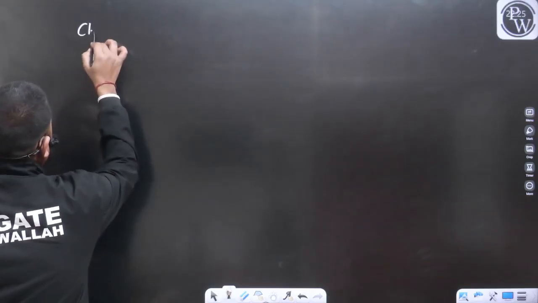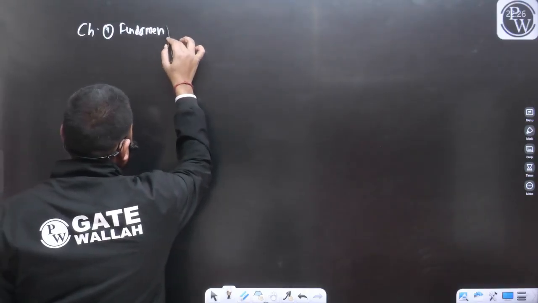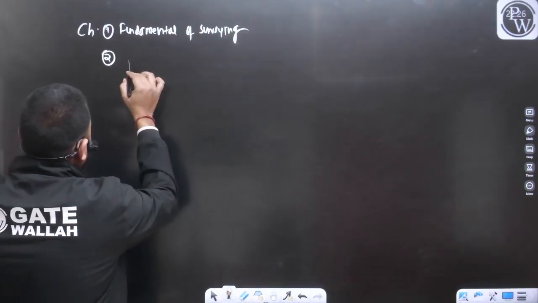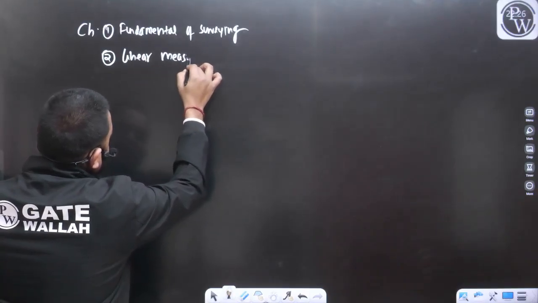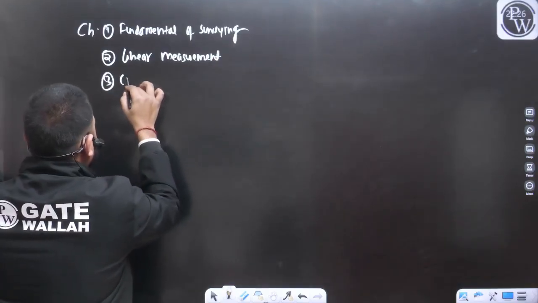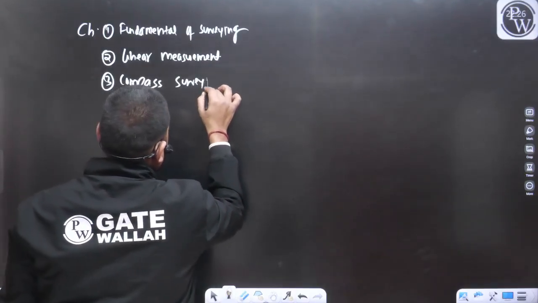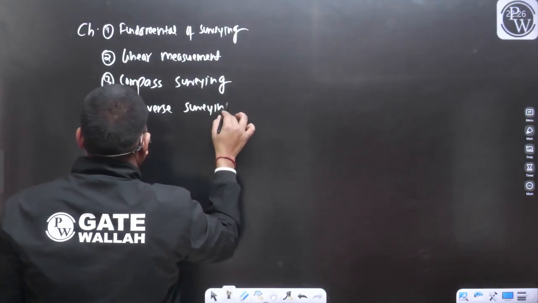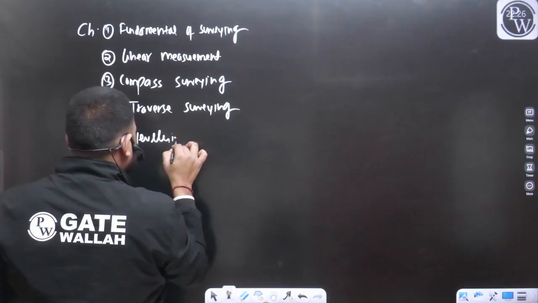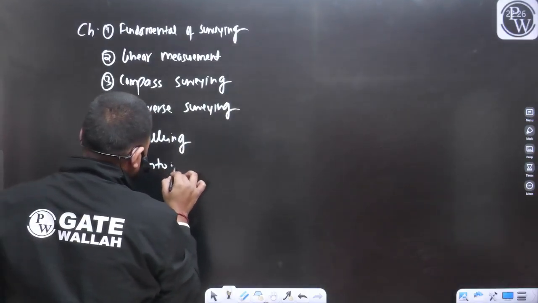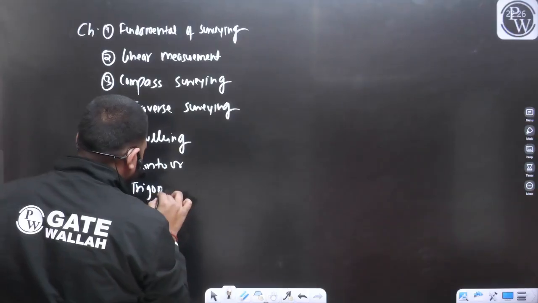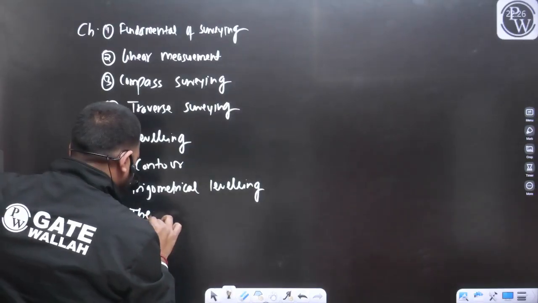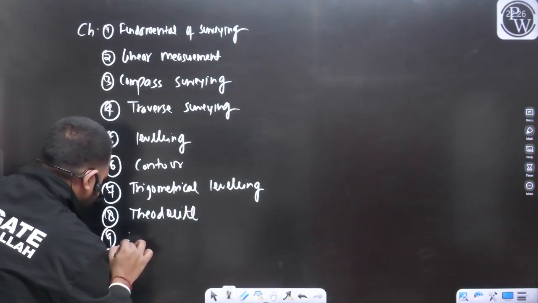If I talk about the chapters in this course: fundamentals of surveying; the second chapter we have discussed was linear measurement; the third chapter was compass surveying; the fourth chapter was traverse surveying; the fifth chapter was leveling; the sixth chapter that we have discussed was contour; the seventh chapter was trigonometrical leveling; the eighth chapter was theodolite; the next chapter was tachometry.